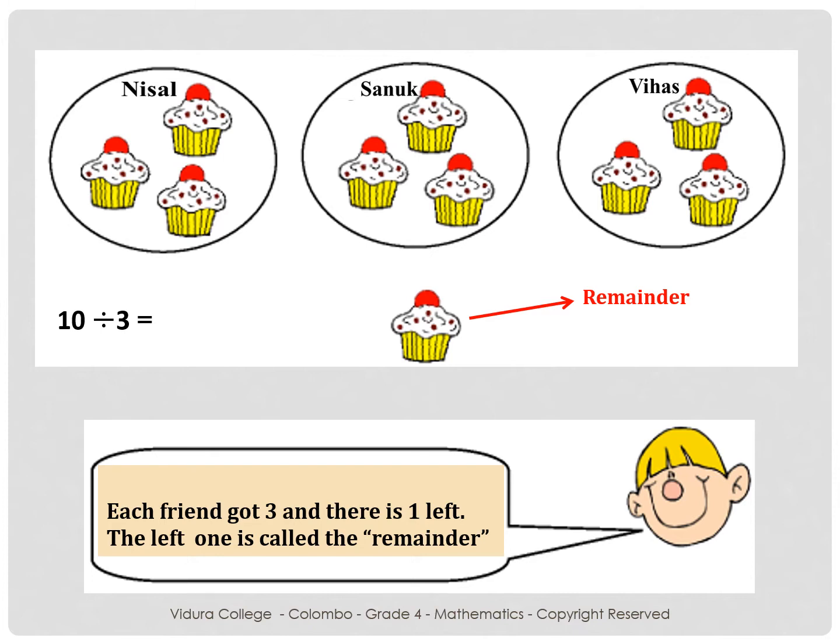Children, can you see this picture? Now I have already shared 10 cupcakes equally among my 3 friends. So each friend got 3 and there is one left. The left one is called the remainder.